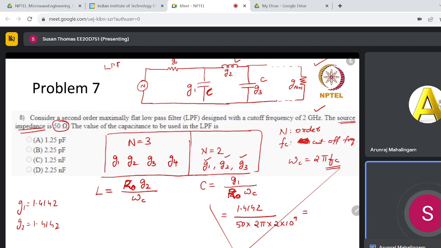Yeah. So you should be getting the answer as 2.25 picofarad. Okay. 2.25 picofarad. So similarly, calculate for the inductor value. I'll wait for some time. I request you to calculate 50 into 1.4142 divided by 2 pi into 2 gigahertz.